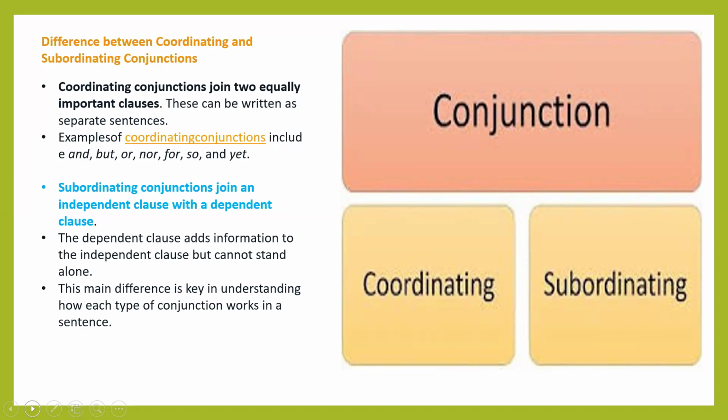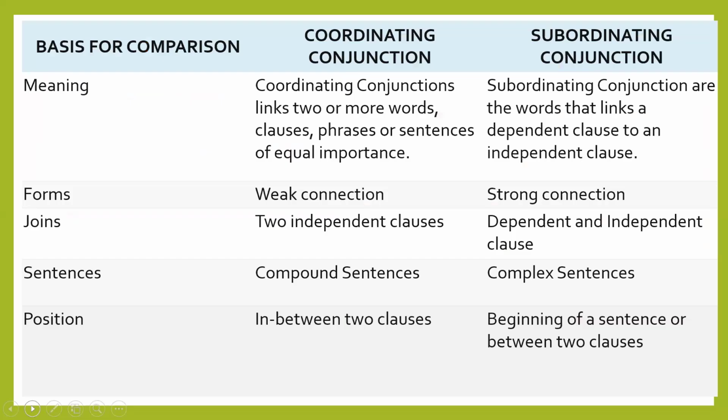A coordinative conjunction joins two independent clauses. A subordinative conjunction joins an independent clause with a dependent clause. What are the differences? A coordinative conjunction links two or more words, phrases, clauses, or sentences of equal importance. Their connection is weak. It always joins independent clauses.